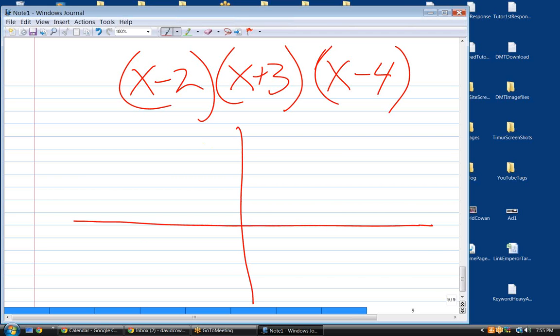Where are my x-intercepts? 2, -3, 4. What's my left-hand end behavior? I'm going to come up from the bottom, and now what's my y-intercept? Multiply the three numbers together.